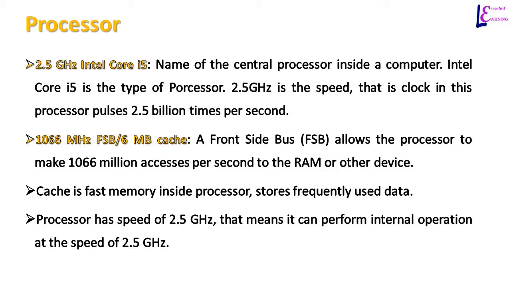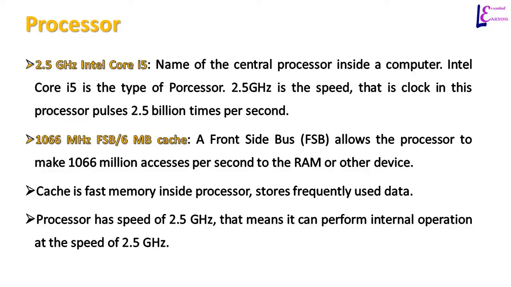The first component that we would describe here is the CPU. Here, the description of the central processing unit or processor is given as 2.5 GHz Intel Core i5. 2.5 GHz is the speed with which this processor performs operations inside itself.